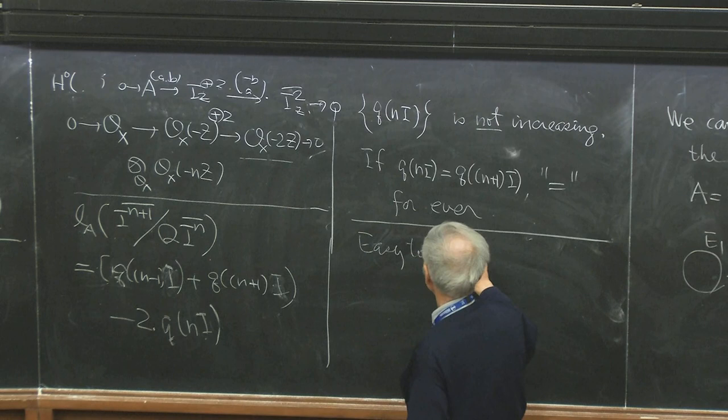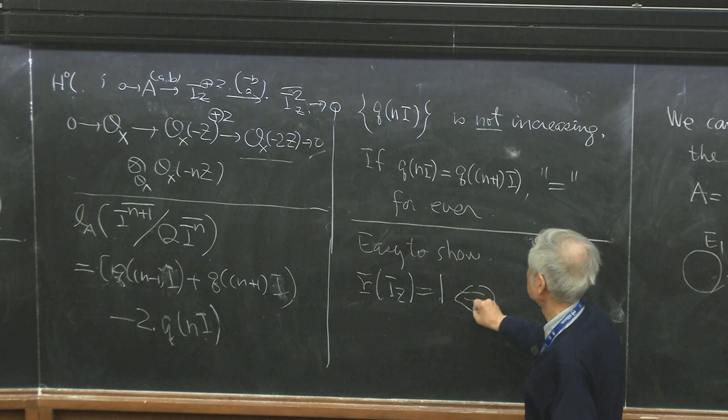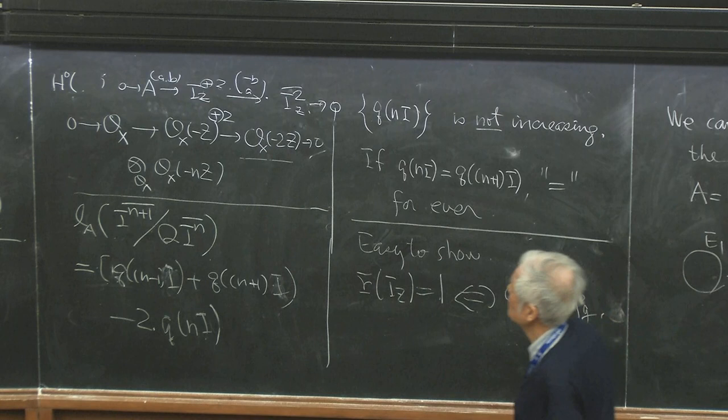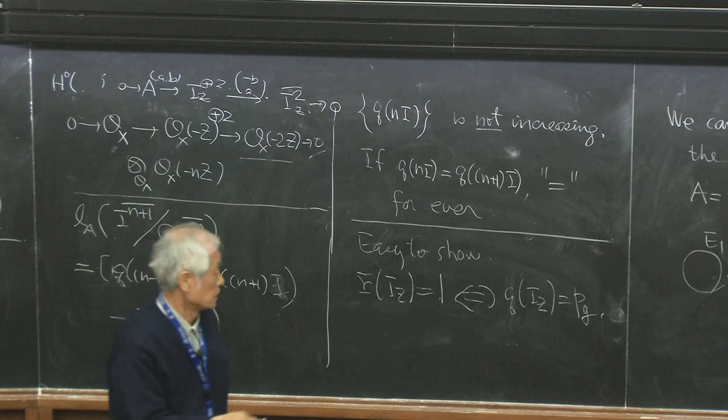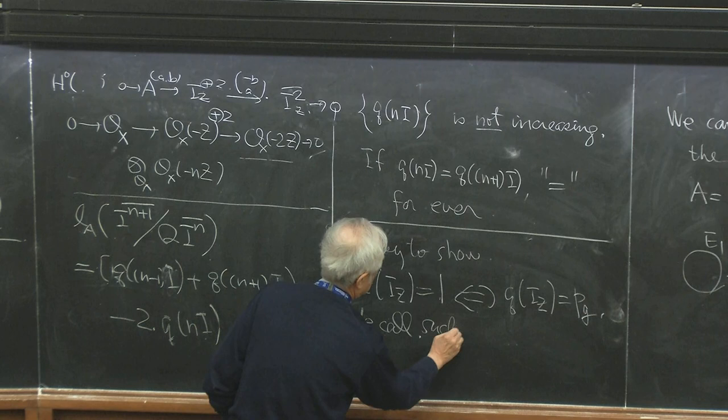So R bar of I equals 1 if and only if H1, so Q of IG, equals PG. Because H1 of this is just PG, and then it comes here. And we call such an ideal a PG ideal.